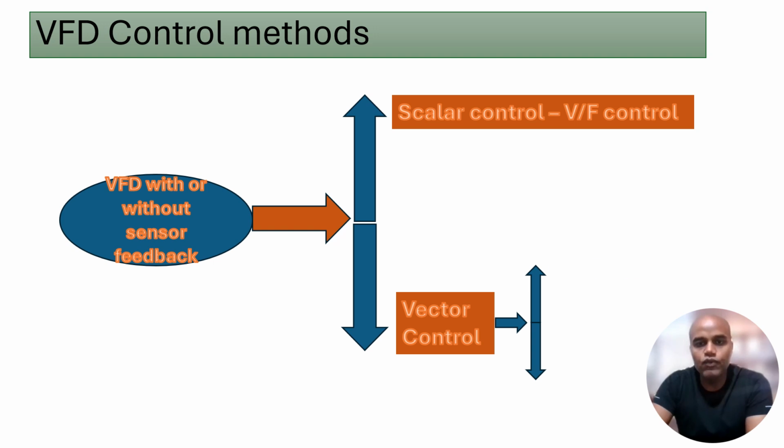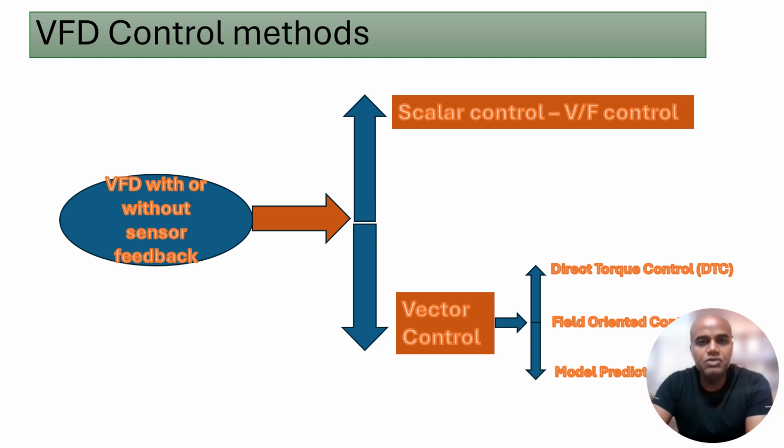classification. One is direct torque control, abbreviated as DTC. Another is field oriented control, abbreviated as FOC, and the other is model predictive control, abbreviated as MPC. These three methods are categorized under the vector control methods.